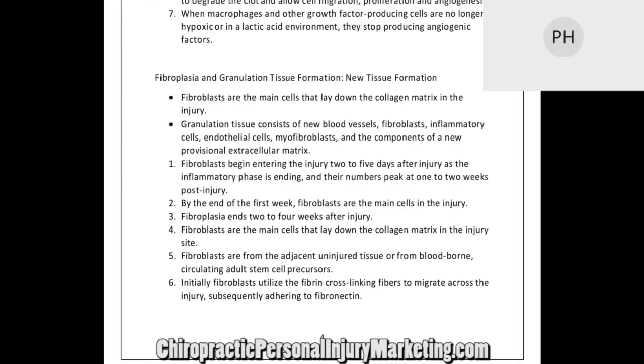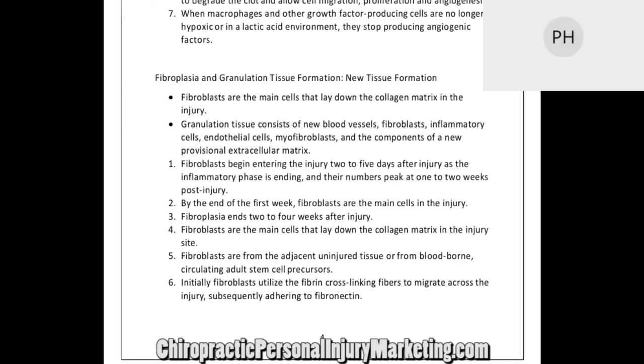Fibroblasts begin entering the injury 2 to 5 days after the injury as the inflammatory phase is ending. Their numbers peak at 1 to 2 weeks post-injury. By the end of the first week, fibroblasts are the main cells. Fibroplasia ends 2 to 4 weeks after the injury. Fibroblasts are the main cells that lay down a collagen matrix in the injury site. Remember, that's if there's no further irritant. And there's no such thing as no further irritant because we live in a dynamic world. We are not static.